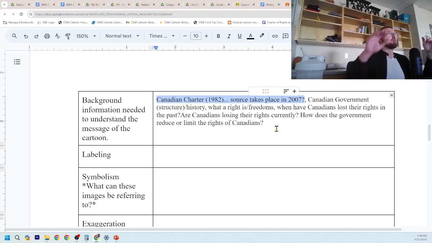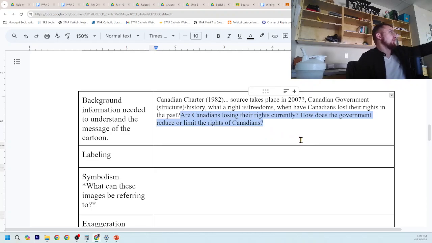If you really wanted to do a properly researched response, which is not what you do for source analysis, you don't do a lot of research, right? Just to clarify, if you really wanted to look into it, you would examine these two questions on the board in regards to what was going on in Canada in 2007. So even I don't have a proper answer for that.